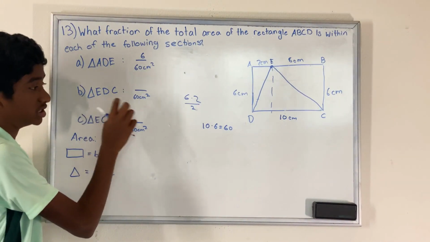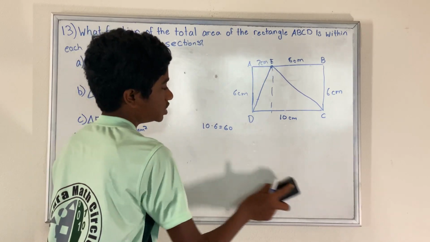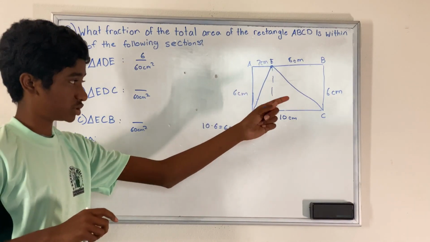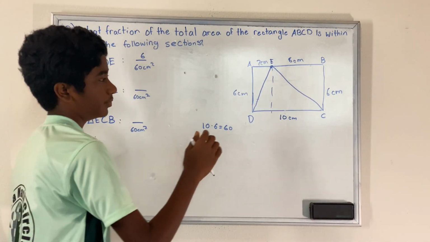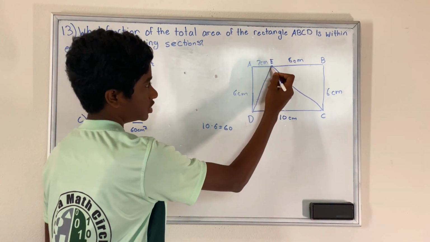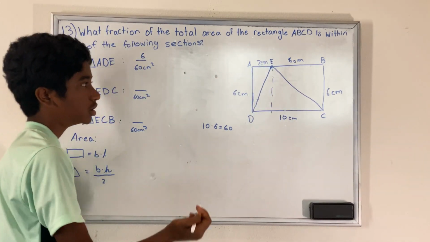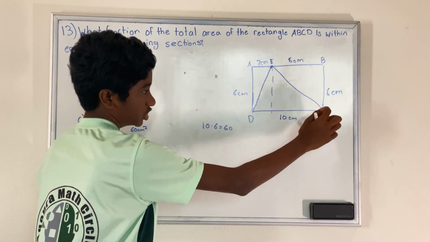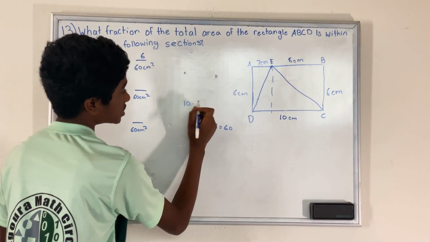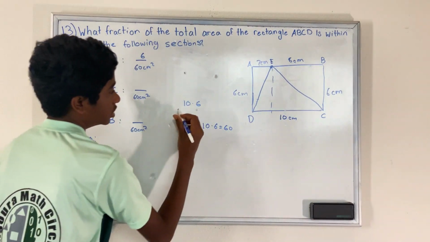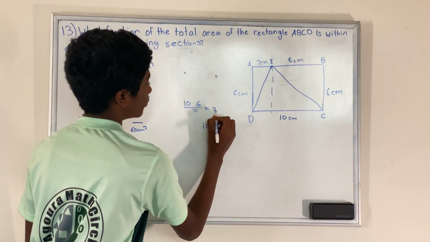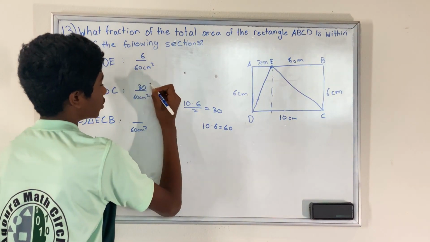So next is triangle EDC. So we're supposed to just input the measurements into the formula that we have. So the height of this triangle is 6 centimeters, because this is the height or the altitude, and the base is 10 centimeters because the triangle's base is 10 centimeters. So it's 10 times 6, and then we had to divide that by 2. That is equal to 60 divided by 2, or 30.